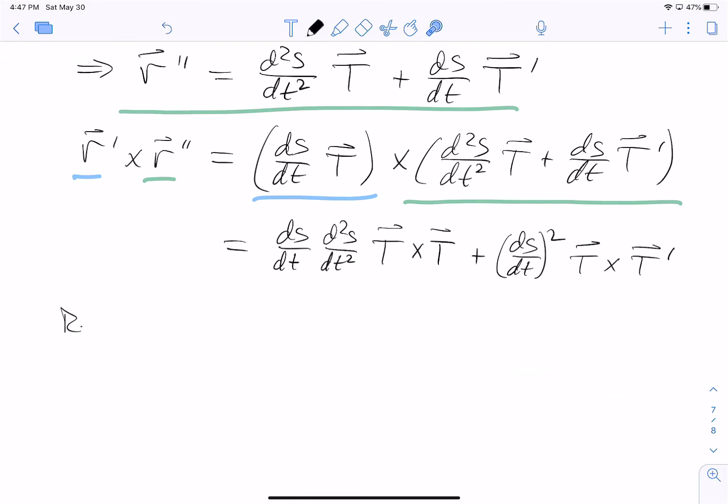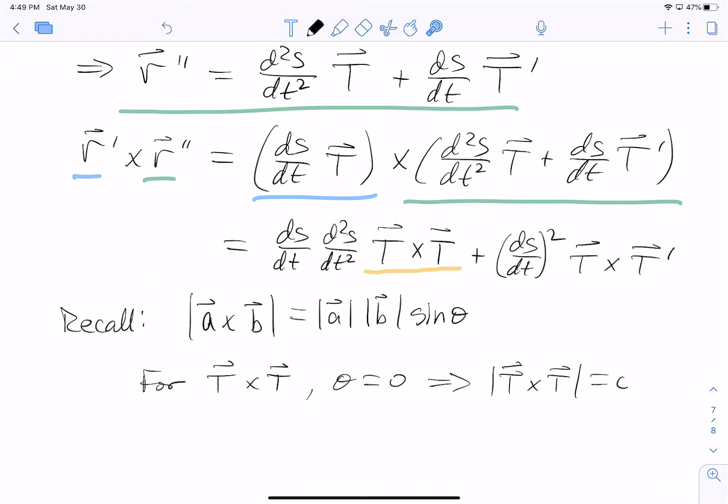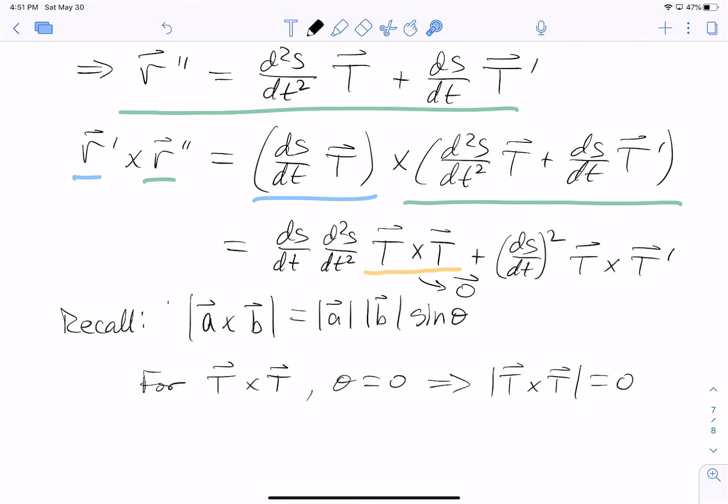We're going to pause here to recall two things. Number one, when we saw the cross product in an earlier chapter, we saw that a cross b in magnitude is equal to the magnitude of a times the magnitude of b times the sine of the angle between them. And it follows that if we cross a vector with itself, T cross T, theta is equal to 0, which means that the magnitude of T cross T is equal to 0. So T cross T itself is equal to the 0 vector. So that's the first thing I'd like to recall.